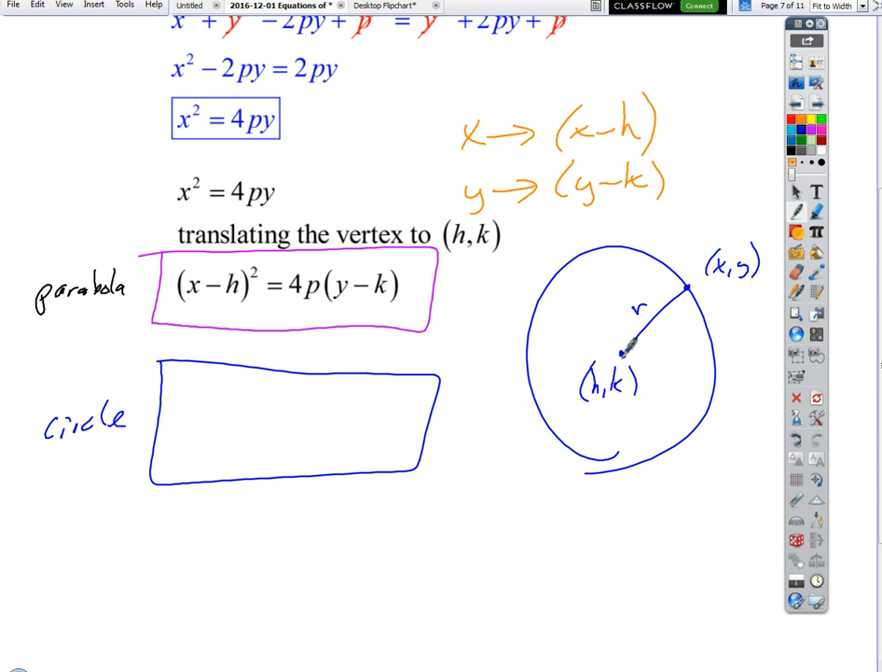Well, by Pythagorean theorem or the distance formula, we just get the difference in the x coordinates is x minus h squared, right? And the difference in the y coordinates is y minus k squared, right? Equals r squared, right? That make sense? So there's a circle, there's a parabola. They look pretty similar, don't they? Right? So let's go back to this problem then.